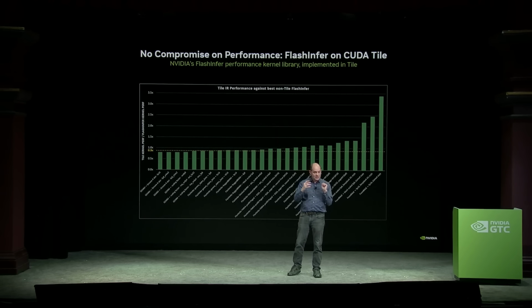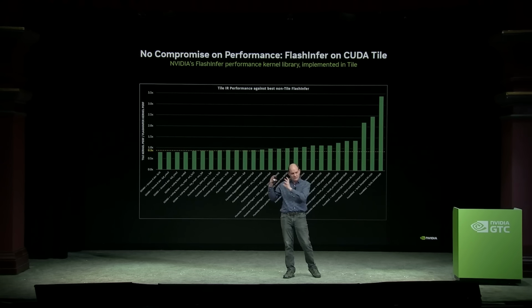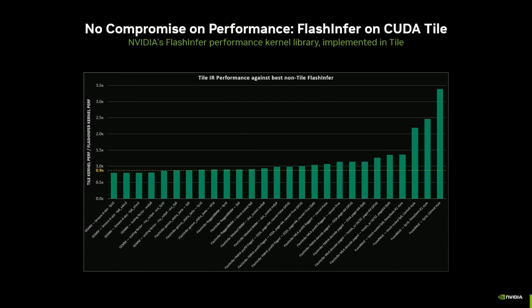And so what I've got here is a comparison of the pre-CUDA Tile and CUDA Tile implementations. And across the board, you're seeing 90% or better. Now, this is only about half of the kernels. We're still working on this. We haven't got it all the way there. But it's very encouraging to us.